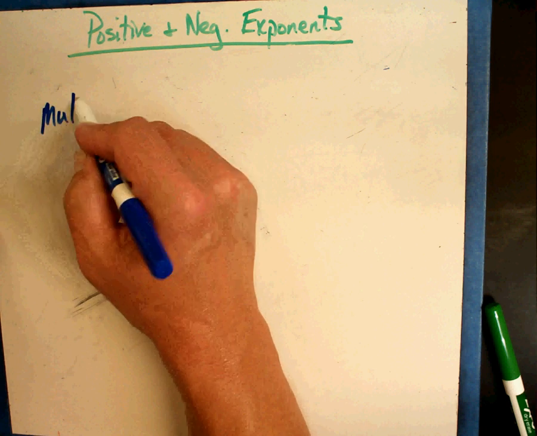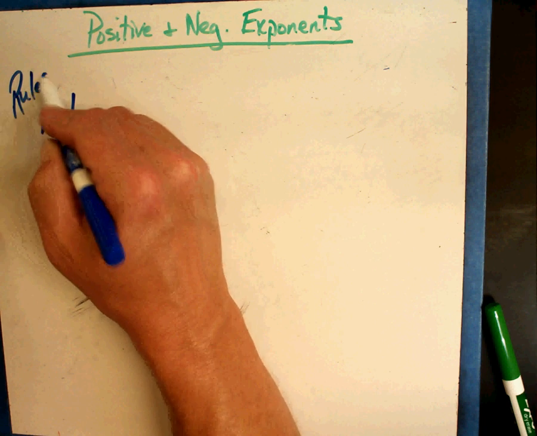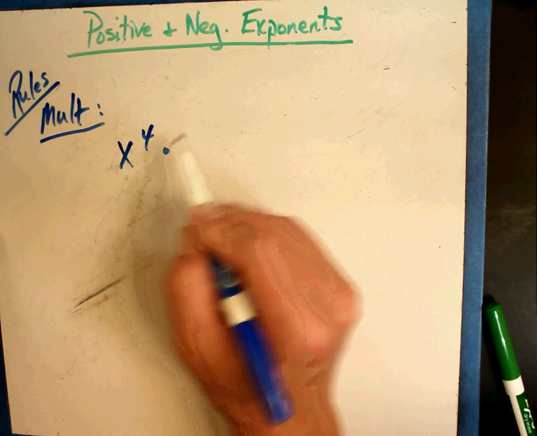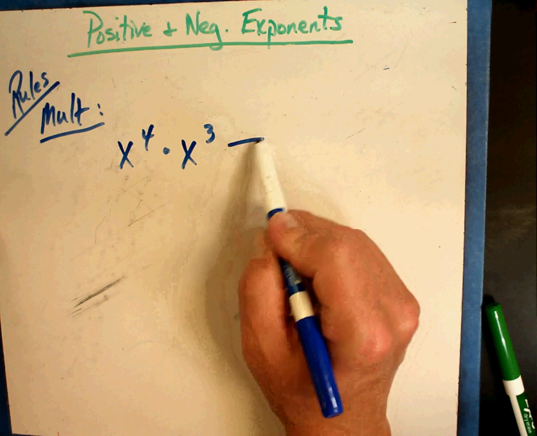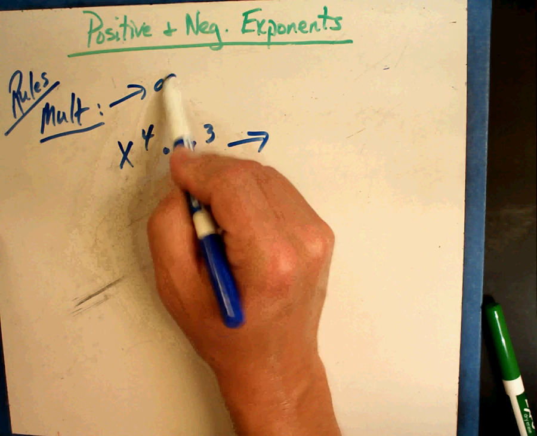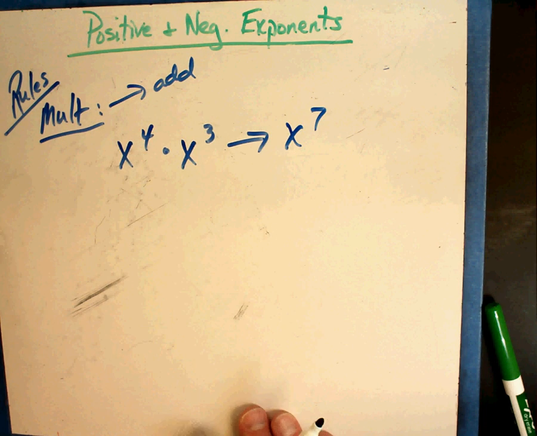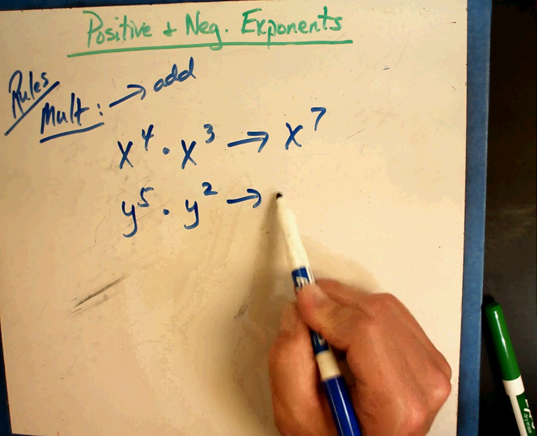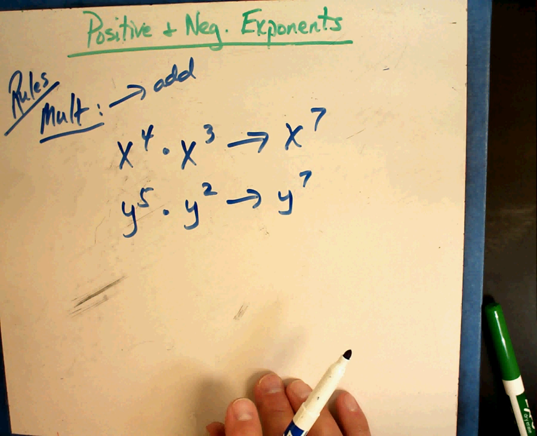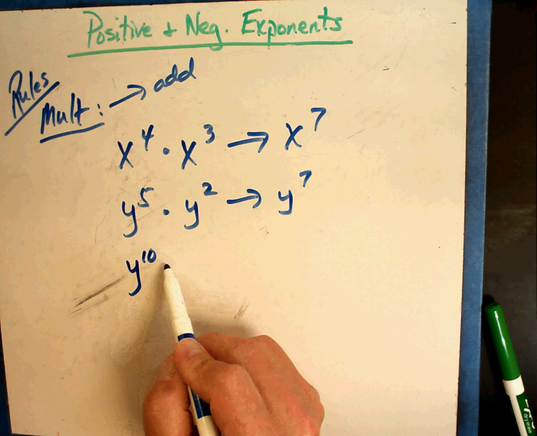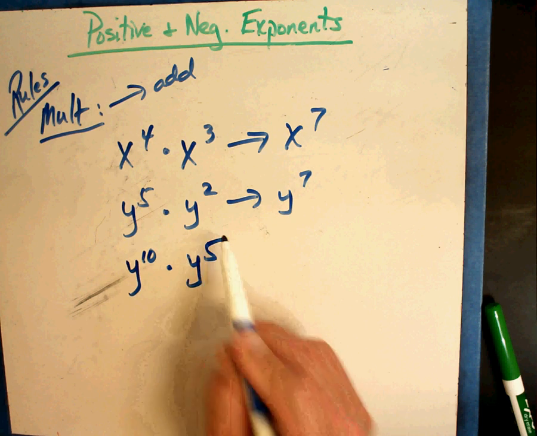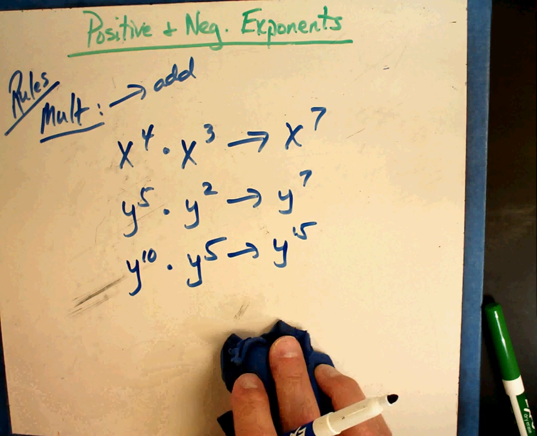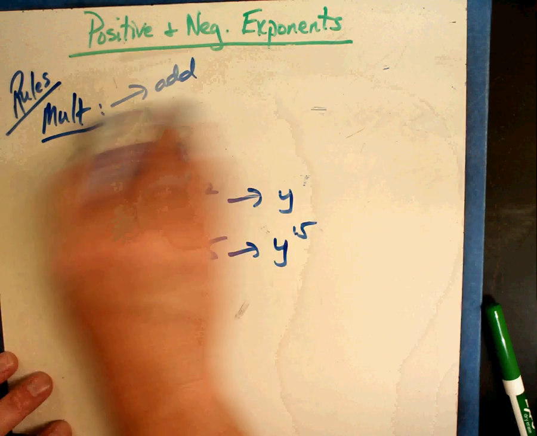Let's talk first about multiplying. Let's say we had x to the 4th times x to the 3rd. The rule is you add them together. So that becomes x to the 7th power. So if you had y to the 5th times y to the 2nd, again, you would have y to the 7th power, because you add the exponents together. y to the 10th times y to the 5th, y to the 15th. An easy skill, but you're expected to know this; it's not given to you in any of the equations.